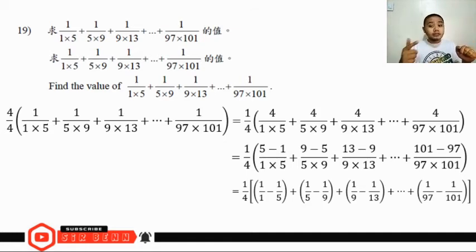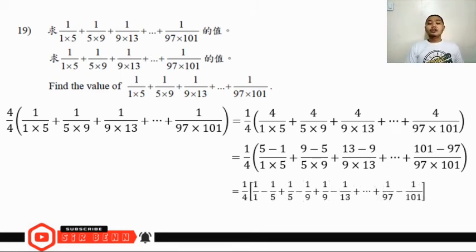Okay, let us continue. Since the addition symbol is present between the parentheses, we can simply remove the parentheses since it will not change the value of the addends. So in that case, it will be like this. You will notice that we can cancel this one, negative 1 over 5 plus 1 over 5.